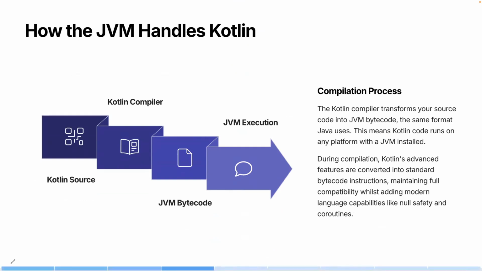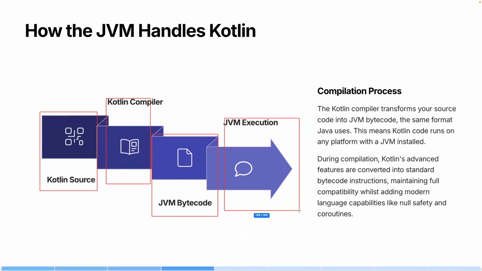Now let's see how the JVM handles Kotlin. Let's say we have a Kotlin source file. When we compile that source file, it generates bytecode. Using that bytecode, the JVM executes your program. That is the important thing. That means the compiler transforms source code to JVM bytecode, the same format Java uses. This means Kotlin code runs on any platform with the JVM installed. Write once, run anywhere. This is the formula of the JVM.